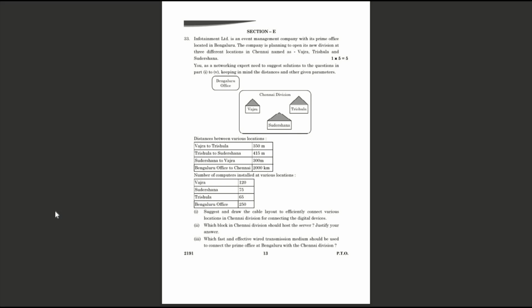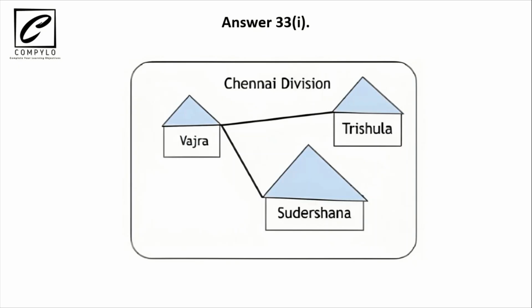The first question says, suggest and draw the cable layout to efficiently connect various locations in the Chennai division for connecting the digital devices. The proposed layout is displayed on the screen. The Chennai division consists of Vajra, Trishula and Sudarshana. The distances between them are Vajra to Trishula 350 meters, Trishula to Sudarshana 415 meters and Sudarshana to Vajra 300 meters. Therefore, a triangular topology is the best layout for connectivity between these locations. The recommended layout would be direct cable connection between Vajra and Trishula along with Vajra and Sudarshana. This structure ensures redundancy so that if one link fails, data can be rerouted. A star topology can be used within each building to connect digital devices internally.